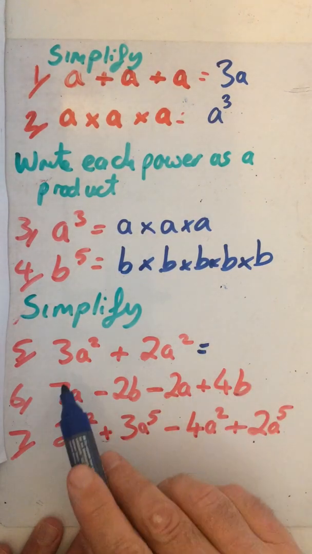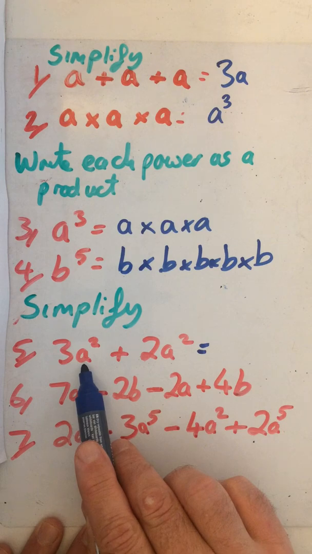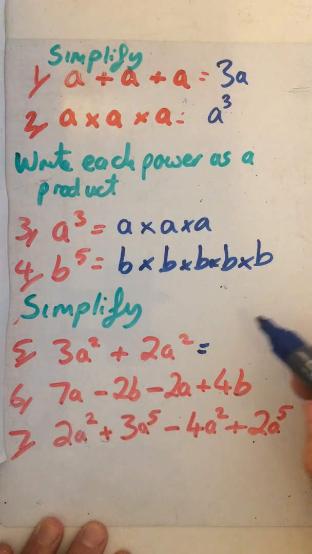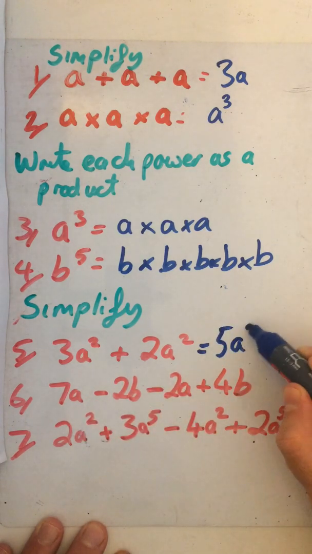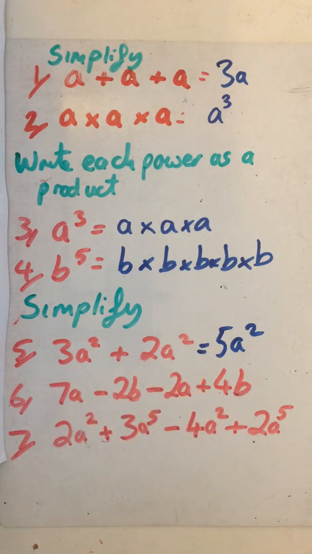When we're simplifying these, they are like terms, so yes, we can simplify. So 3A squared and 2A squared give me 5A squared. Remembering the power stays the same here because they have to be like terms.